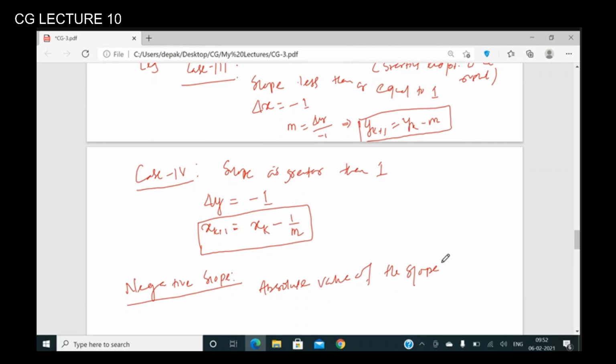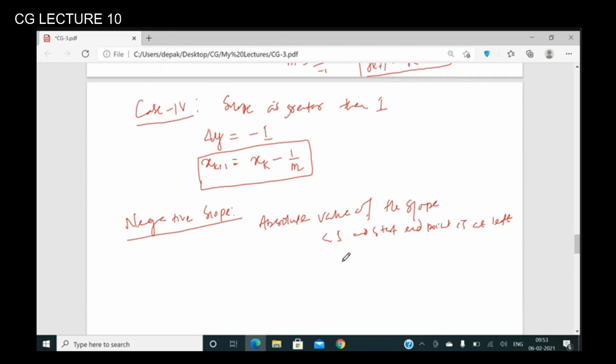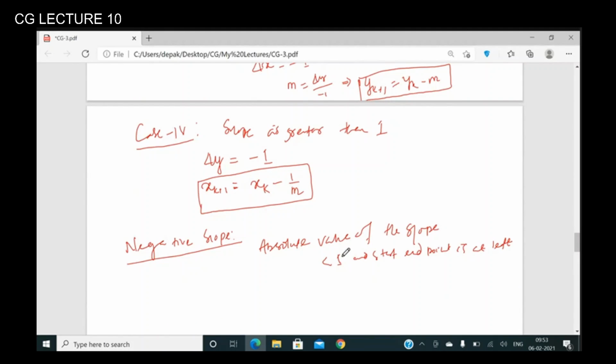You have to first calculate the absolute value of the slope, and check whether it is less than 1 or not. If it is less than 1 and the start end point is at left, right? So then you can use which case? Who can say? Which case do you have to consider for solving this problem, in the case of a negative slope?